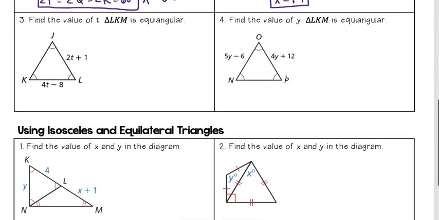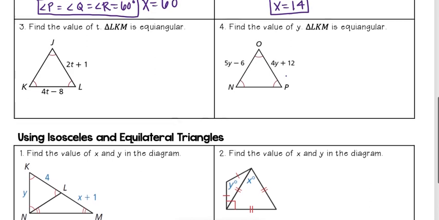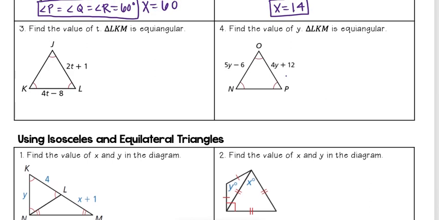So for those two, we were told they're equilateral. Now we are given equiangular triangles. But again, by the properties that we learned about in the last video, anytime you have an equiangular triangle, that means it's also equilateral. So that means also that these sides are congruent. So since these two sides are congruent, I can set these equal to each other. So 4t minus 8 is equal to 2t plus 1.